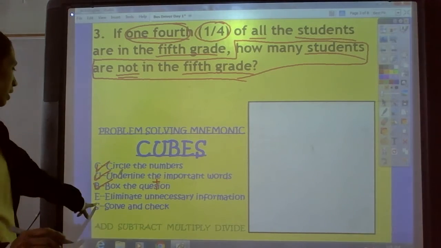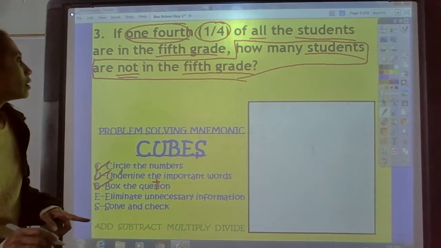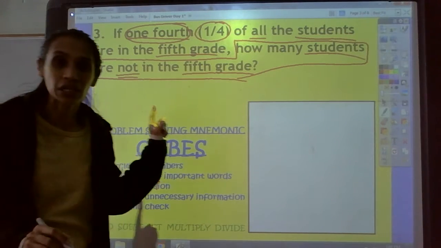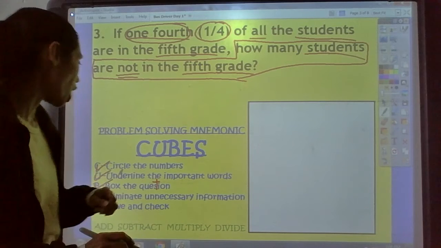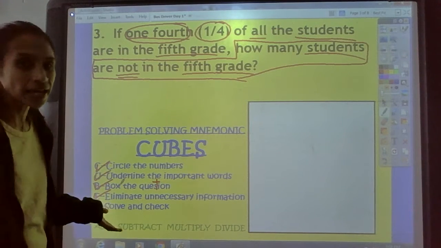The next one, E, eliminate unnecessary information. I think we need everything in there. We need all that information in that problem. So that was easy. We're done with that. The next one is to solve and check.